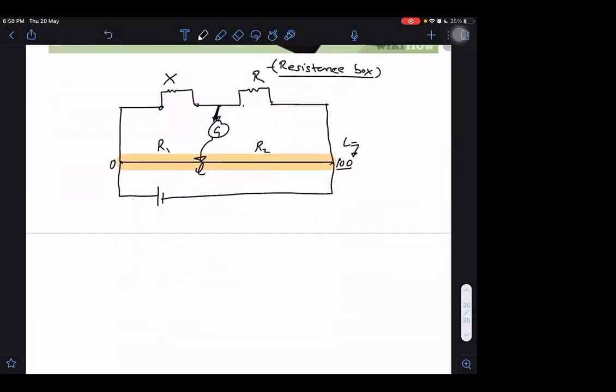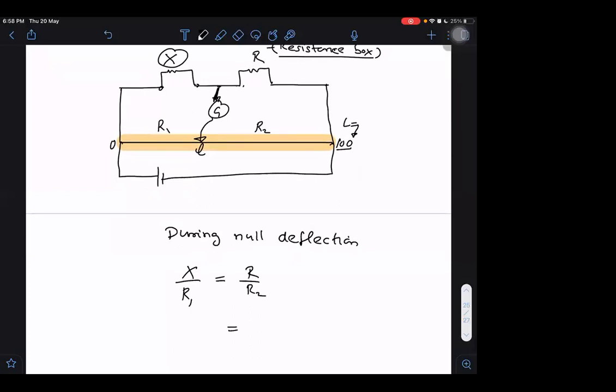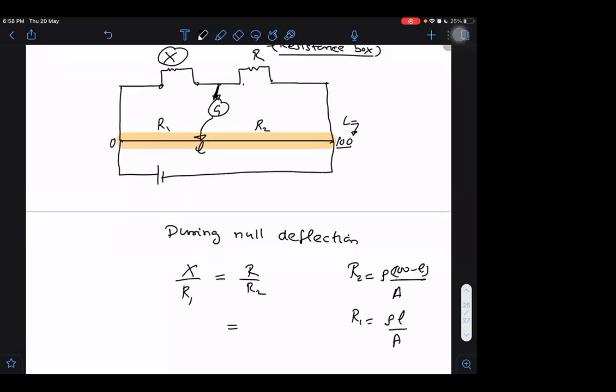Okay. Then what will be our procedure now to find out the unknown resistance? During null deflection only, X by R1 equals R by R2. R2 will be proportional to which length? R2 will be rho into (100 minus L) divided by area, and R1 will be rho into L divided by area, where L will be in centimeters.